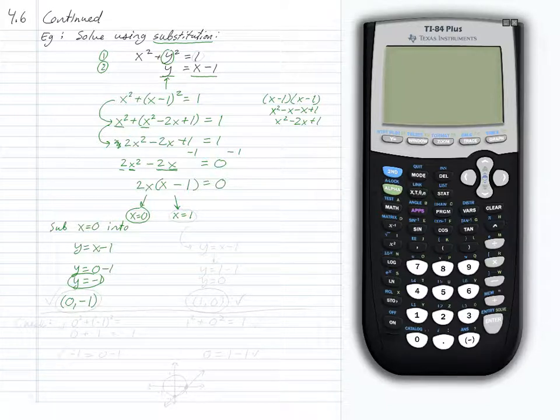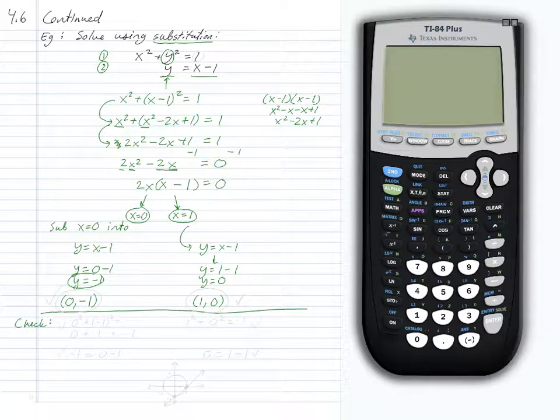On the other hand, if x equals 1, we'll substitute that in to y equals x minus 1, and that'll give us y equals 1 minus 1. In other words, y equals 0. So we get a second point, 1, 0, that should also satisfy this system. So let's check both of those.